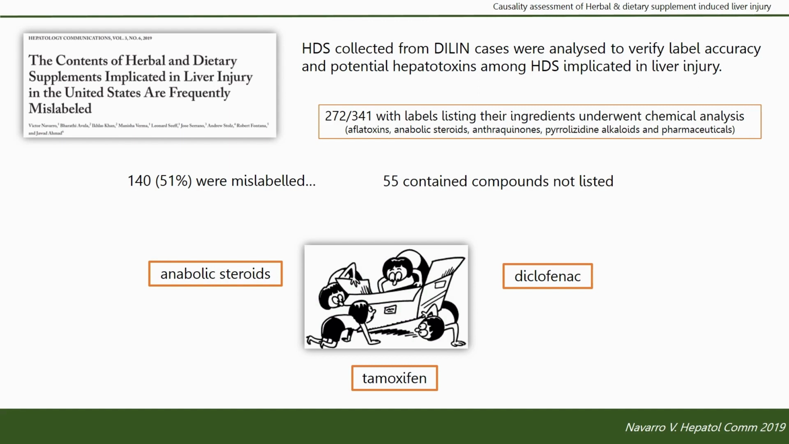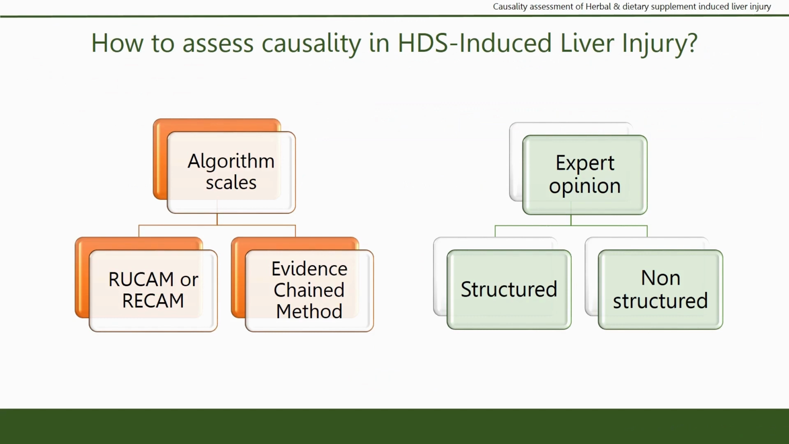All that I mentioned about the growing incidence and the highly challenging diagnosis are only part of the reason that justify both the need and the difficulties for getting an efficacy method for causality assessment in HDS liver injury. So, let's discuss which are the available tools that we have to evaluate causality in DILI. We have algorithm scales on one side and expert opinion on the other. In the first group, we have RUCAM, RECAM, or the evidence chain method, and in the second group we have the structured or non-structured expert opinion.